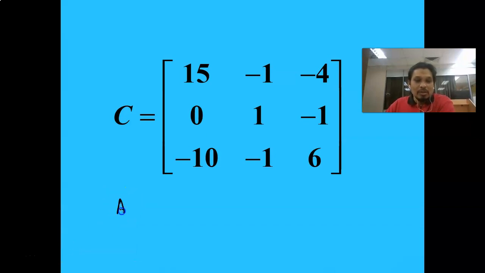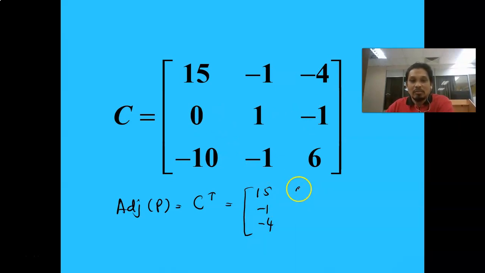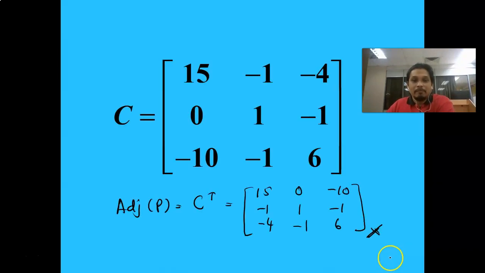So then the adjoint of P is the transpose of this cofactor, which is first row 15, negative 1, negative 4, turn it into column 1, 15, negative 1, negative 4. Then second row, turn it into second column, 0, 1, negative 1. And third row, turn it into third column, negative 10, negative 1, and 6. There you go. Okay, that's it.